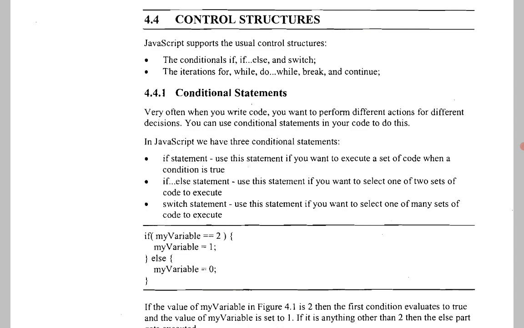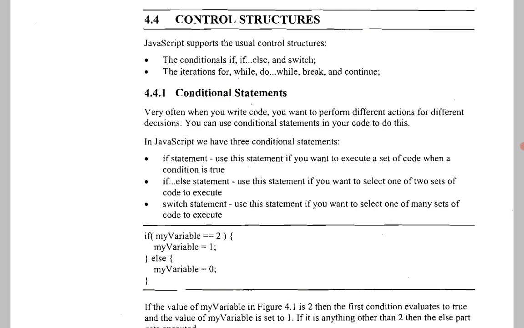The iteration statements, or loops or looping statements, are for loop, while loop, do while loop, break, and continue. So there are these loops or iteration statements in JavaScript: for loop, while loop, do while loop, break, and continue.